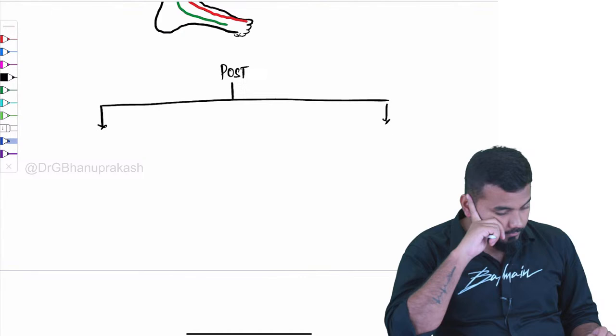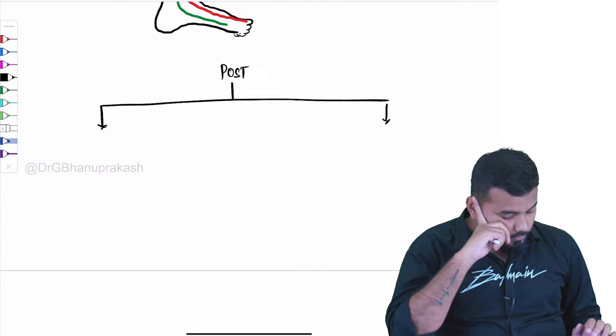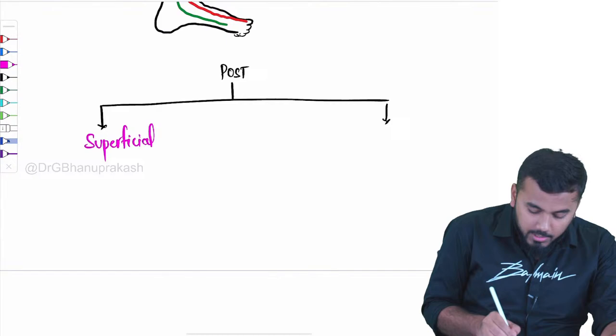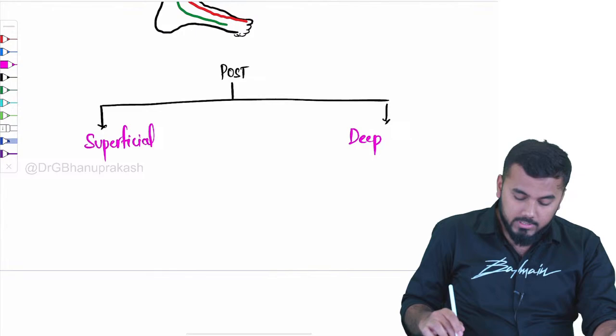Posterior compartment is audible. Yeah, fine. So posterior compartment is of two. One, we have got the superficial muscles. The only compartment which has got no neurovascular bundle by itself is superficial, and we have got the deep muscles. Superficial and deep.